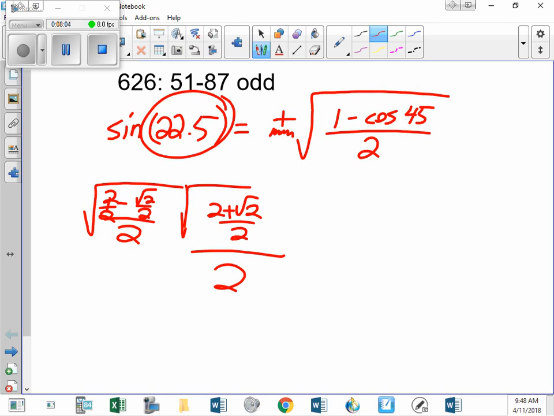You can just look through it and say 2 plus root 2 over the square root of 4, which is 2. Or it should be a minus, right?